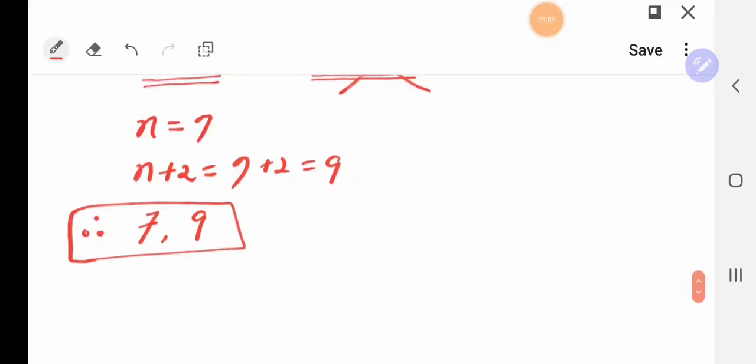So if we plug in, if you make 7 squared plus 9 squared, is it 130? It should be, because 49 plus 81 is equal to 130. So this is true, right? Yes, this is true. So the answer is 7 and 9.